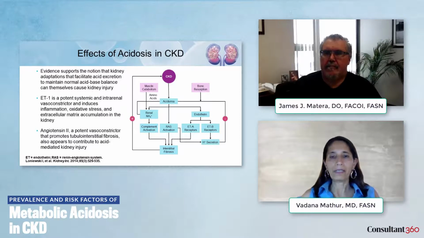And ultimately, it's this complement activation related to acidosis, these profibrotic pathways that then lead to further inflammation and fibrosis within the kidneys, causing then further GFR decline, further loss of tubules, and further inability to excrete acid. So it becomes sort of a vicious, negative cycle.